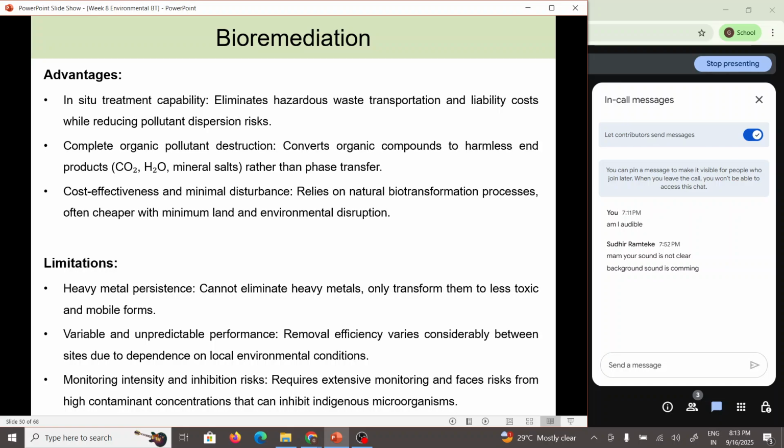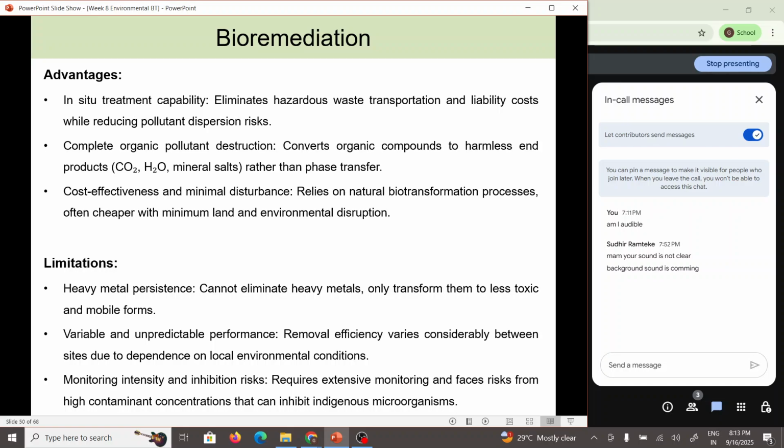But there are also a few limitations or challenges associated with bioremediation, which include heavy metal persistence. Organic compounds are destructible. When we talk about heavy metals, they are not destructible. We cannot destroy heavy metals, so we cannot eliminate them as such, but we can transform them to less toxic and less mobile forms.